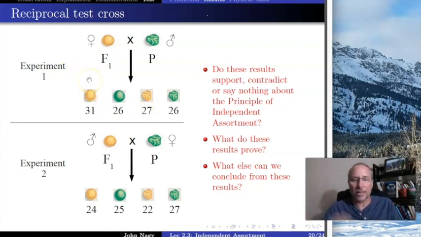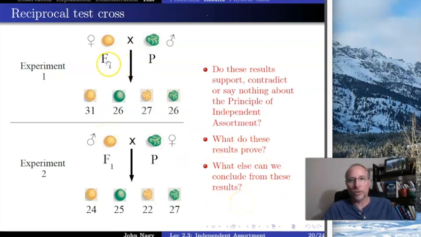But the fact of the matter is that's not what we're asking. We're not asking, should we do more studies? We're asking, what does this study suggest? And this study supports this conclusion of independent assortment because we got what Mendel predicted based on the prediction of independence. Okay, but what else can we conclude?